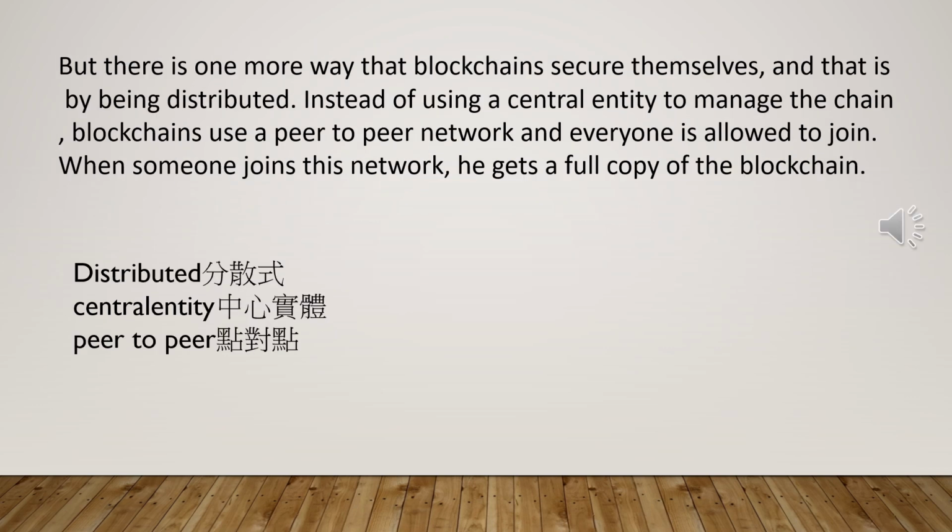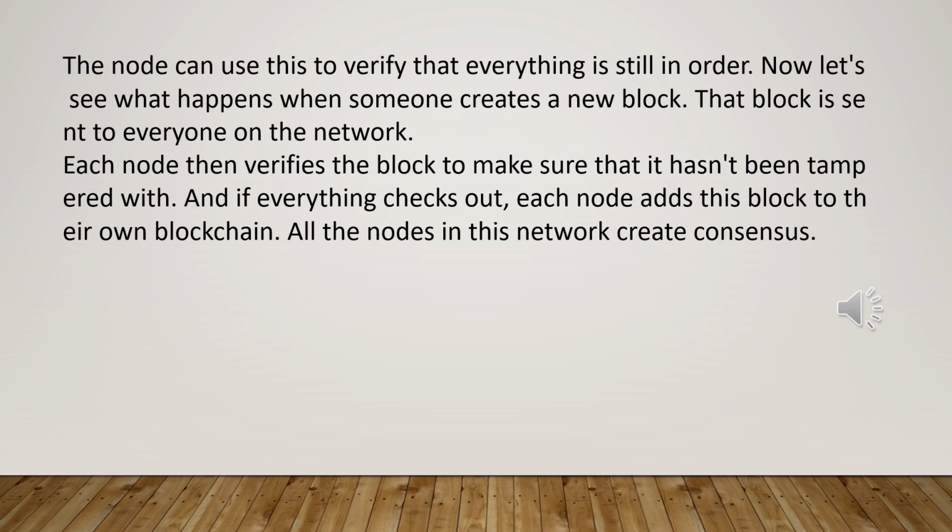But there is one more way that blockchains secure themselves, and that is by being distributed. Instead of using a central entity to manage the chain, blockchains use a peer-to-peer network, and everyone is allowed to join. When someone joins this network, he gets a full copy of the blockchain. The node can use this to verify that everything is still in order.